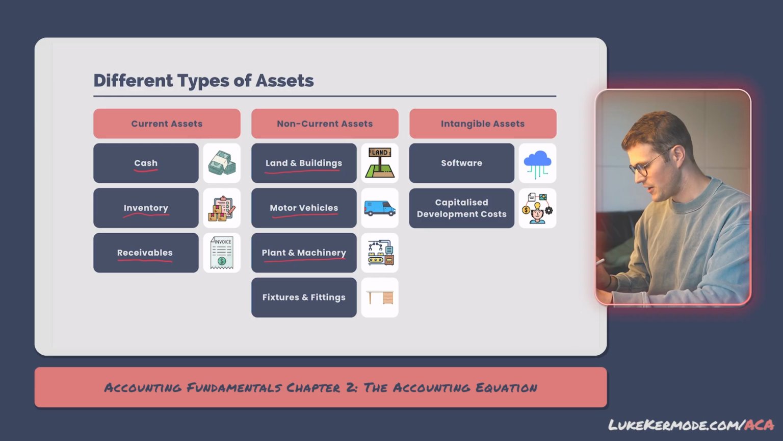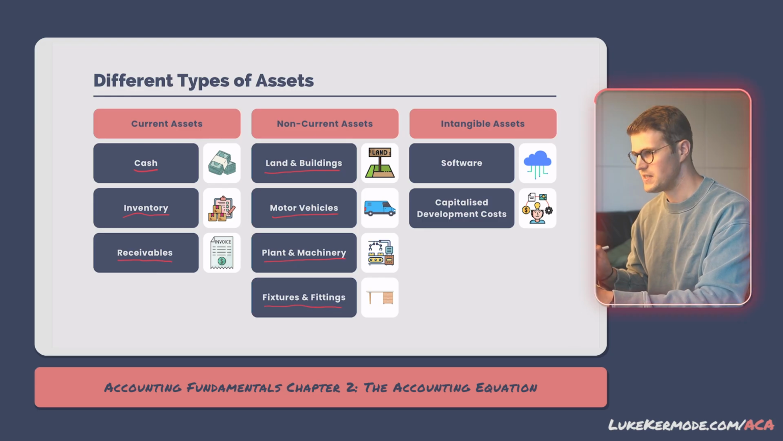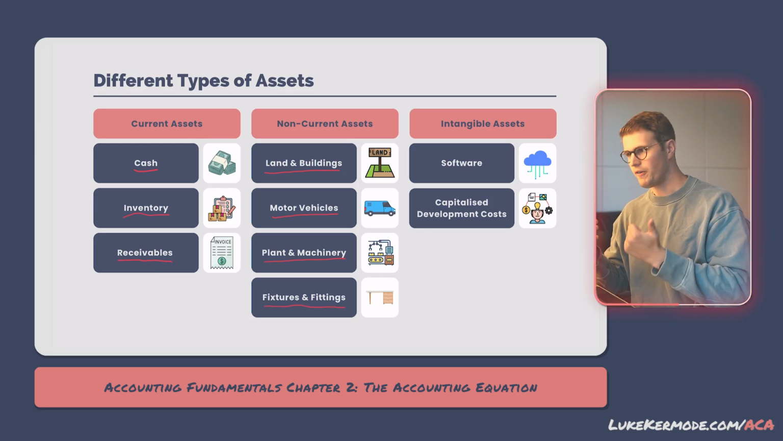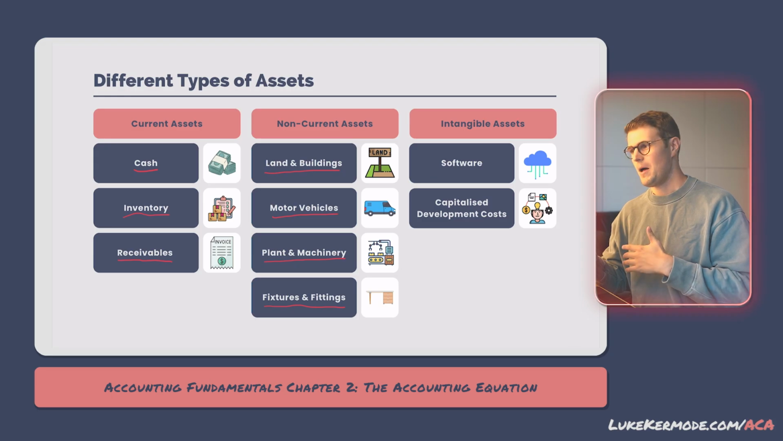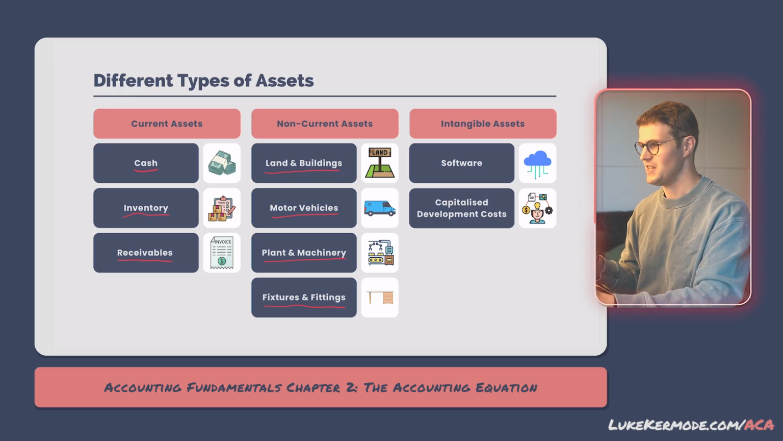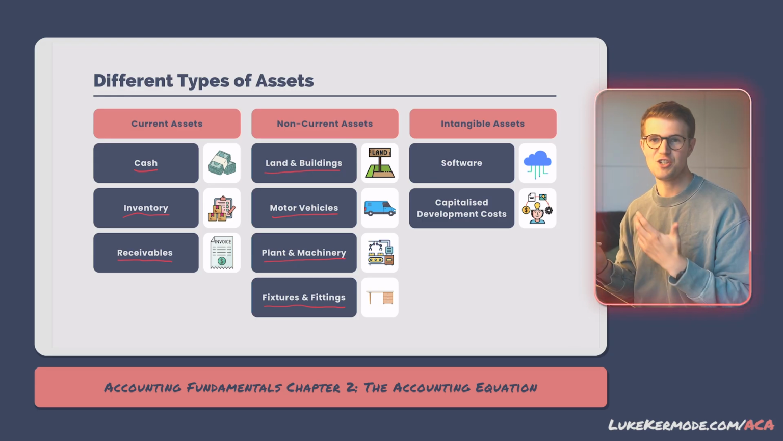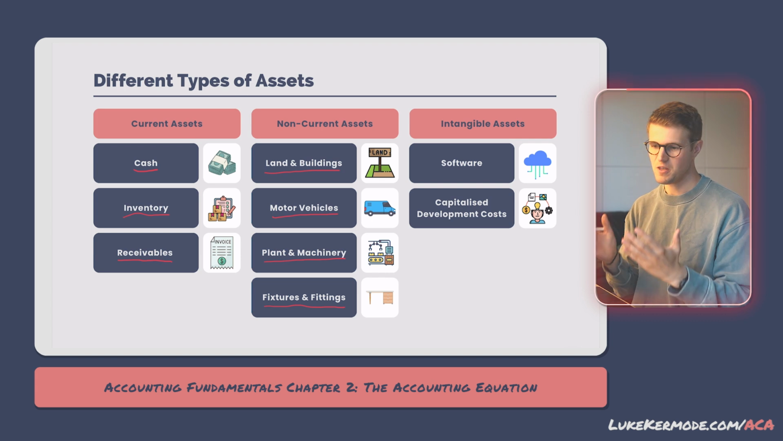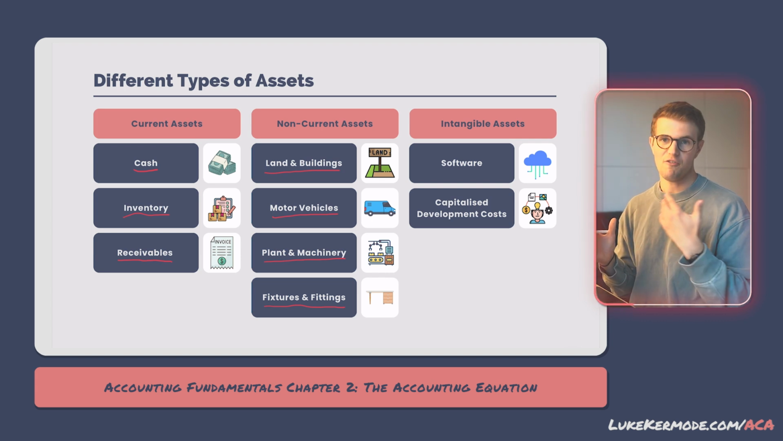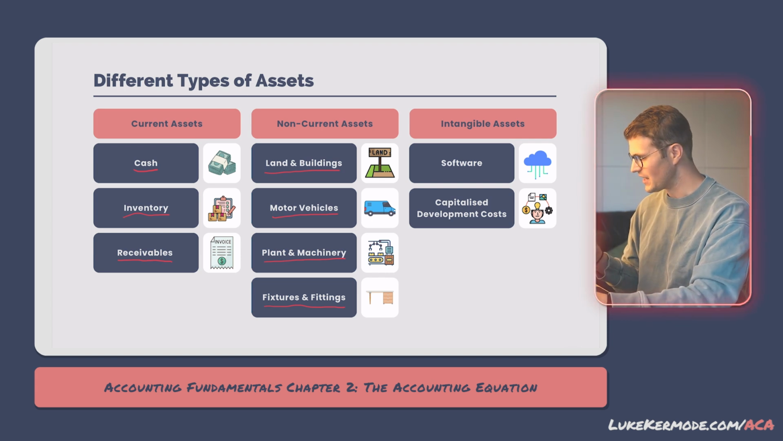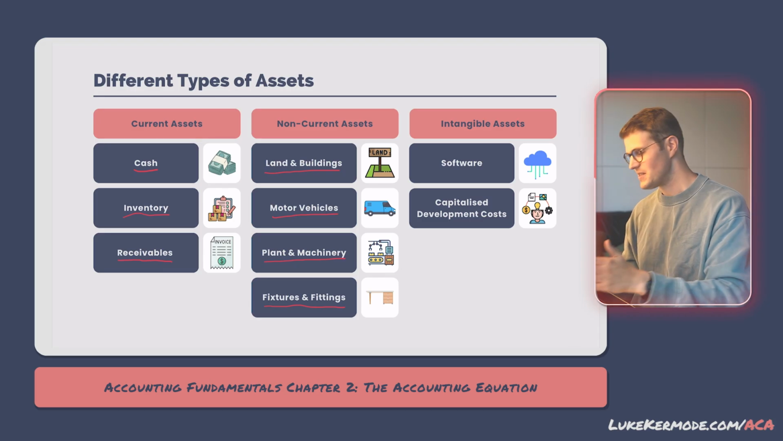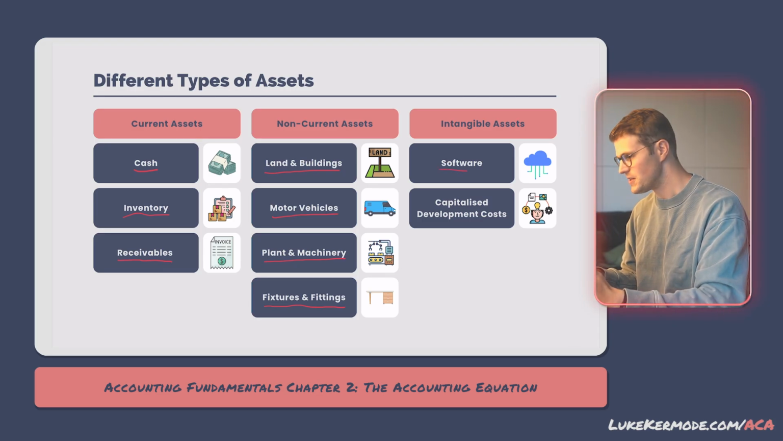And also we have fixtures and fittings. These are the items like shelving, lighting, or furniture permanently attached to the business's building. Finally, we have our intangible assets. These are resources that bring value to the business, but that you can't physically touch. Think of things like software the business has purchased or developed itself internally.